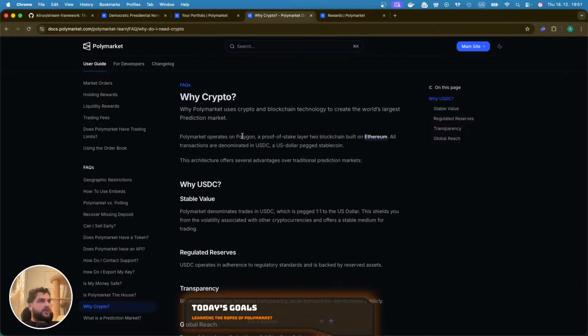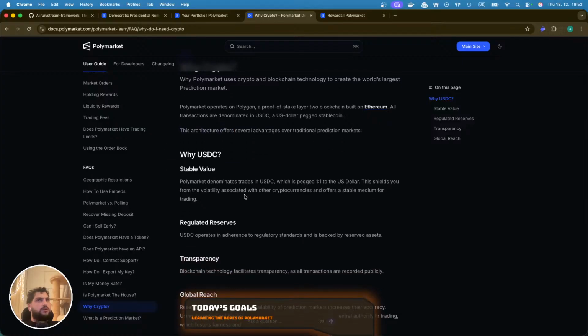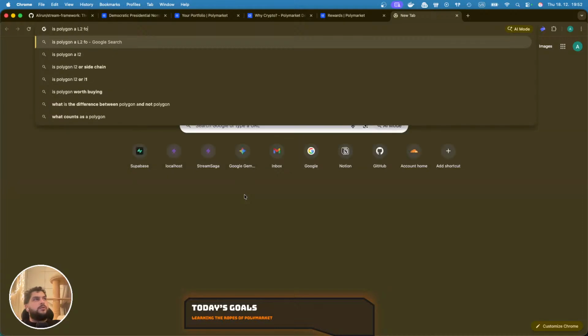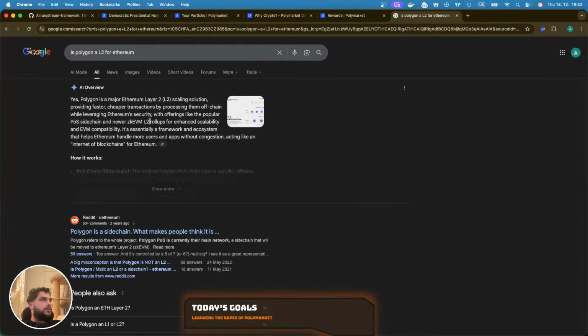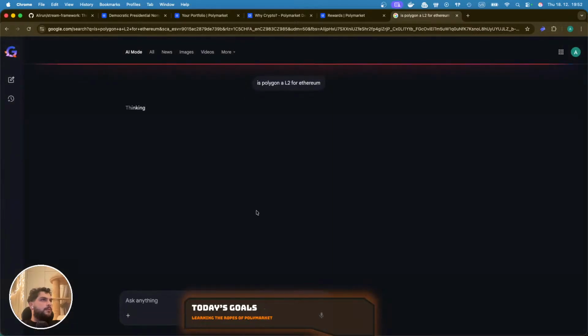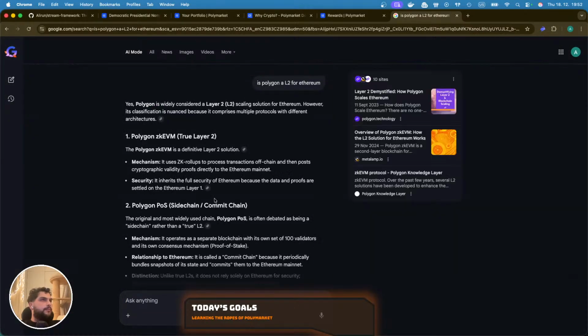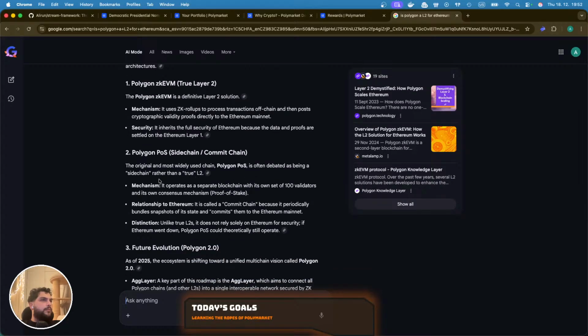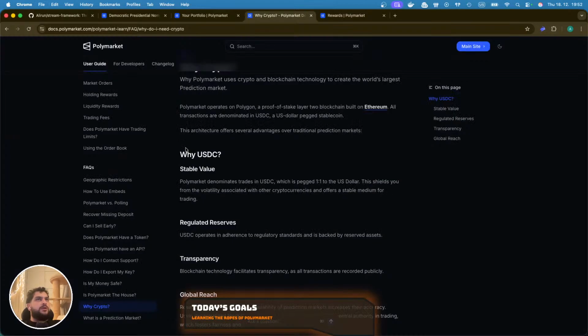I don't remember when Polygon became layer 2 Ethereum. Yeah, I don't think it's a layer 2. Completely misleading.